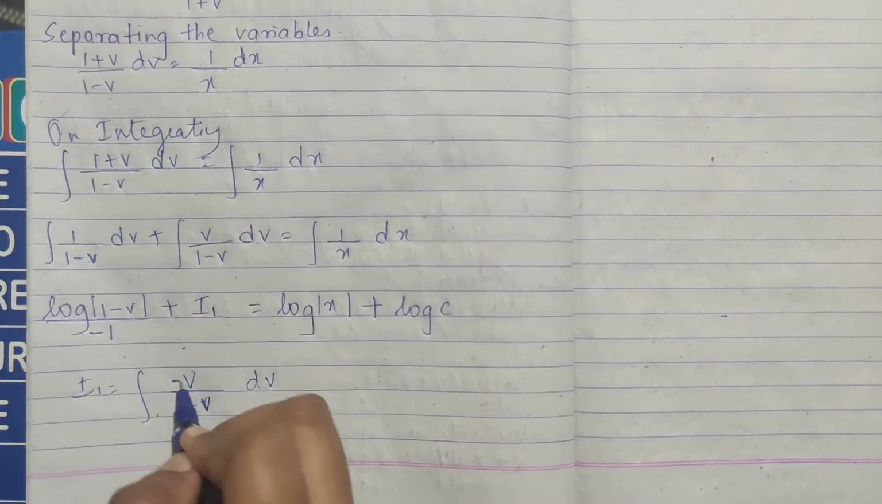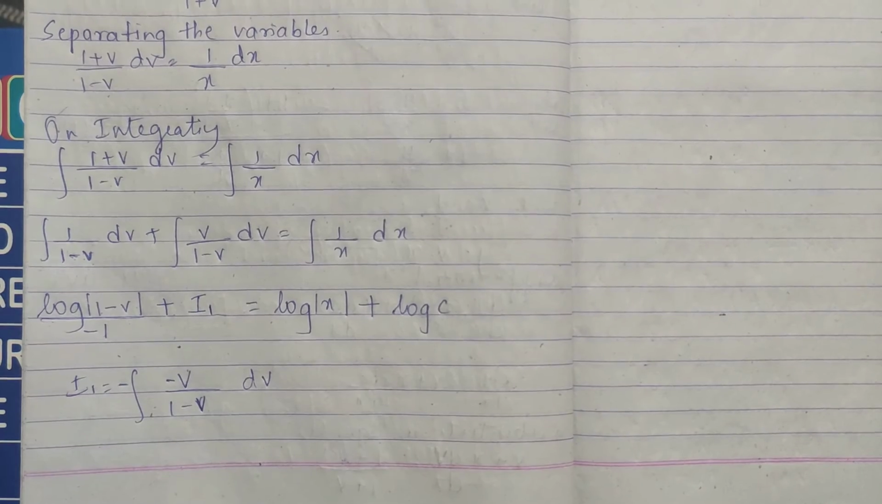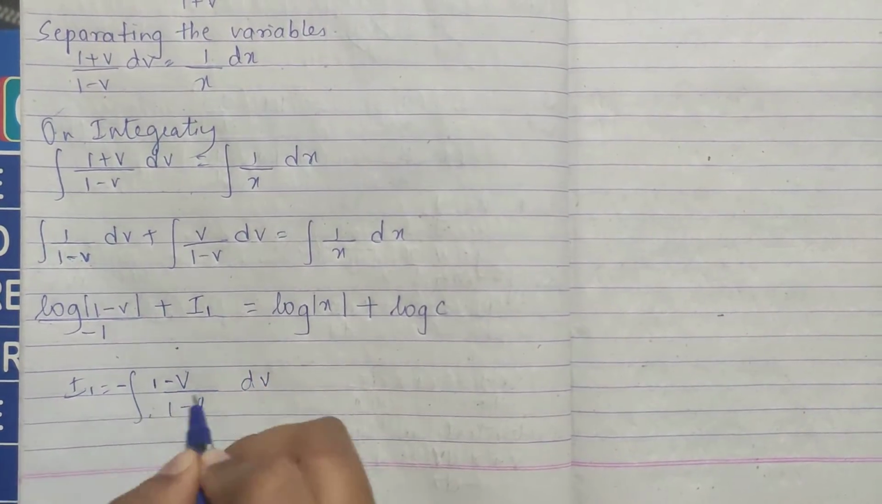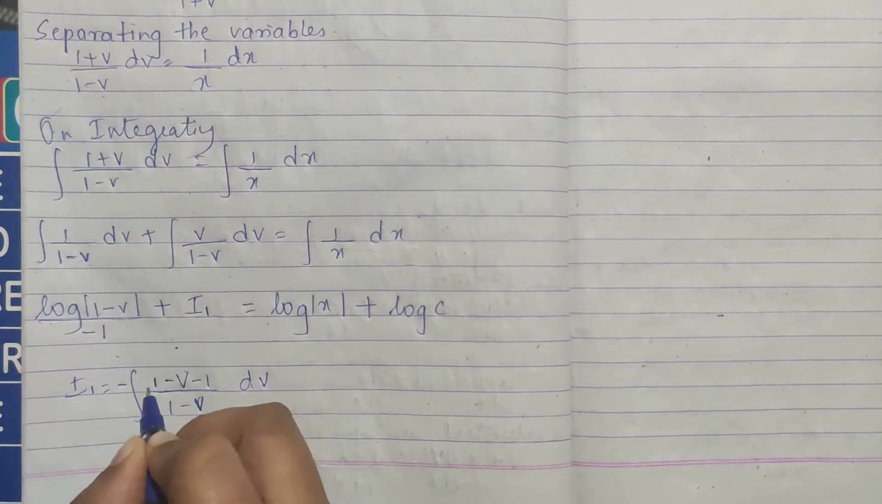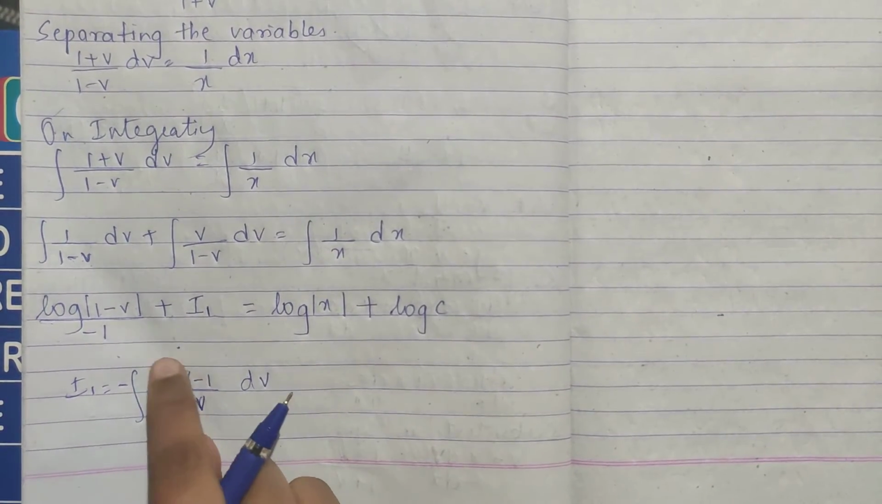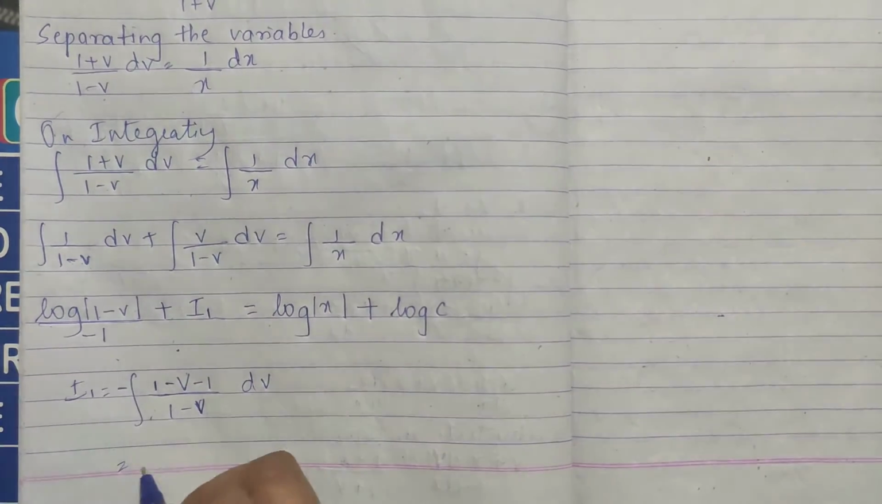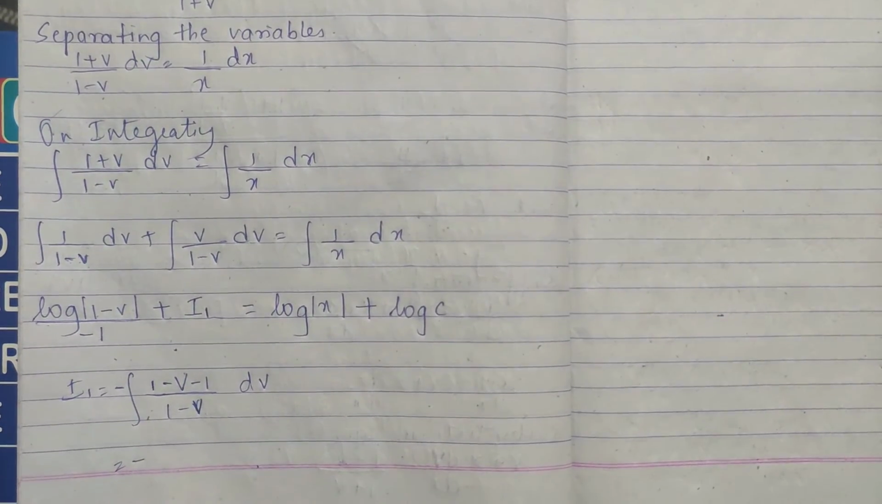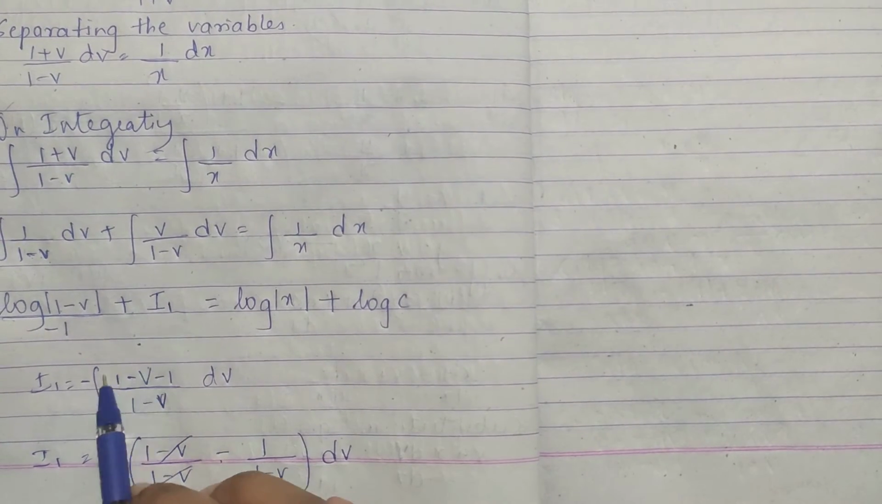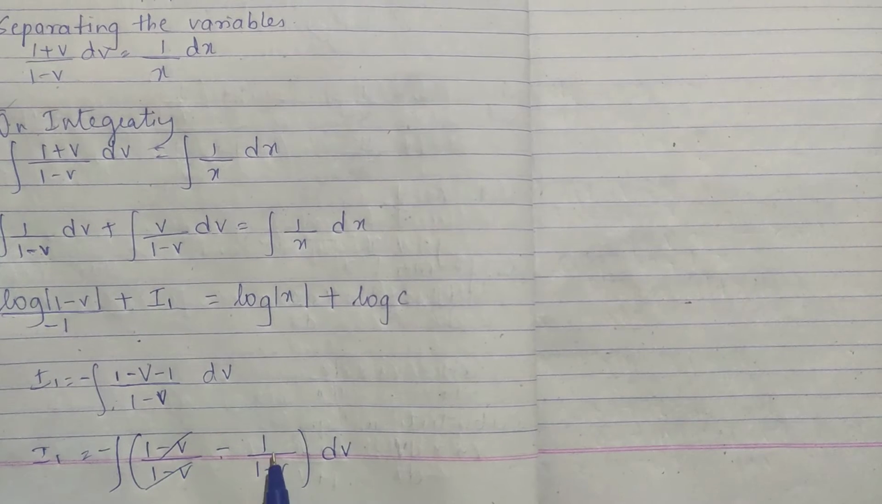First, what you do: put a minus on both sides, outside and inside. Now here you have 1 minus v. So what you do: plus 1 and minus 1. Add and subtract 1 in the numerator. Now again, this part with the denominator and this part with the denominator separately. So how will it be? Minus, so as you can see, 1 minus v divided by 1 minus v, again separate, minus 1 divided by 1 minus v into dv.